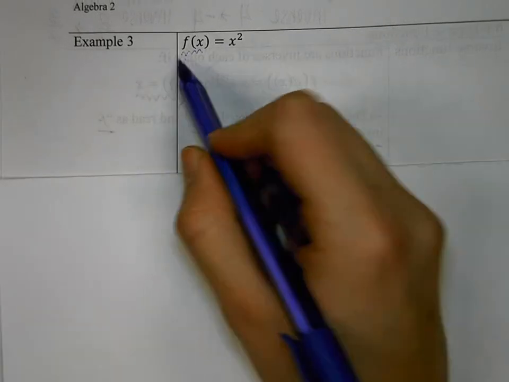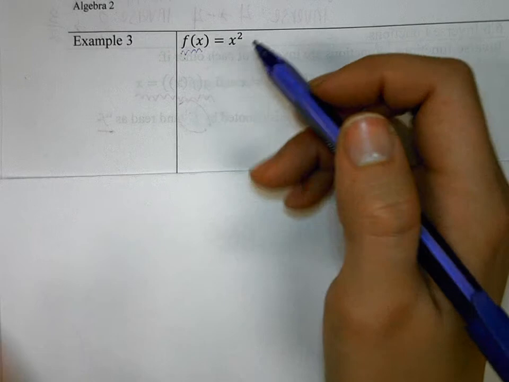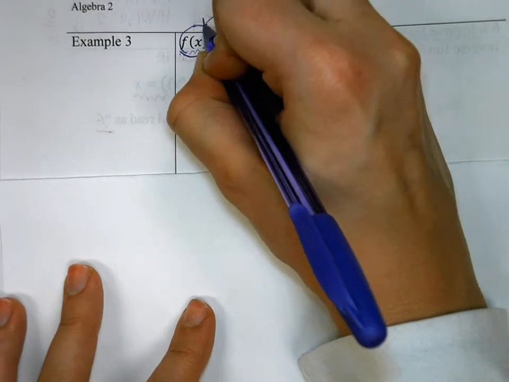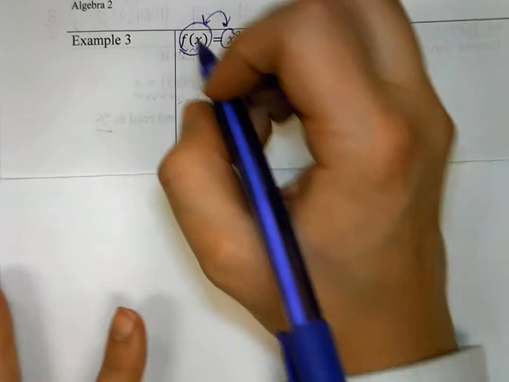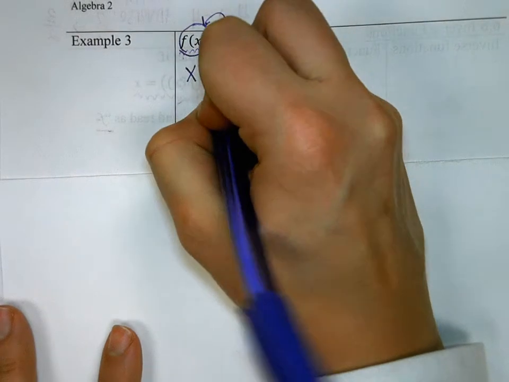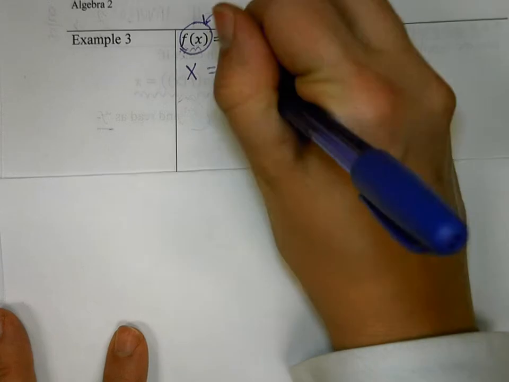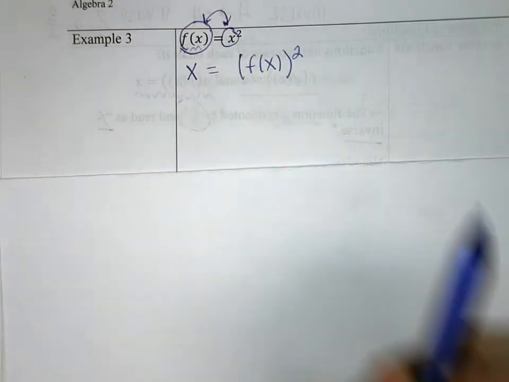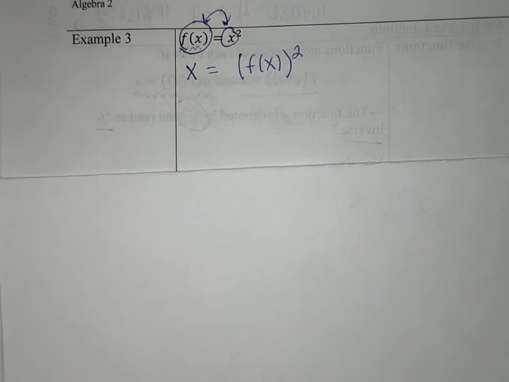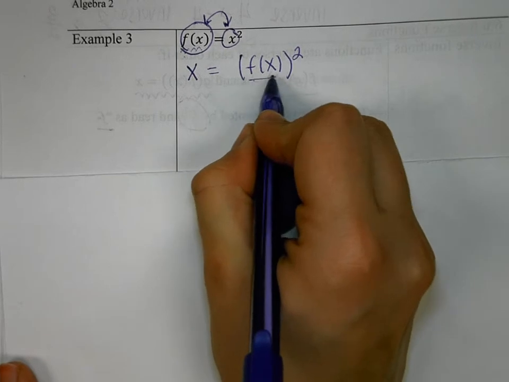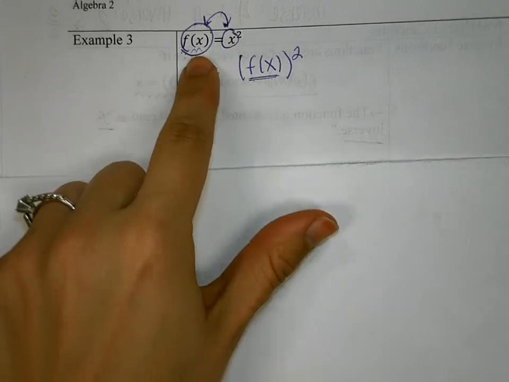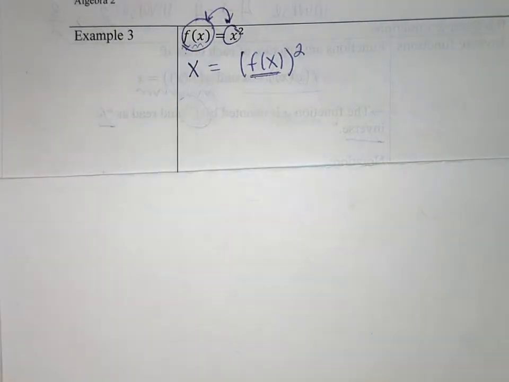So what we're going to do is the same type of idea. We're going to take f of x and just flip-flop them. So this is going to be x equals. I suggest that you put f of x in parentheses just so that you keep it all together, and then square it. So this is acting in the same way as y. Just because our original function is given as f of x, that's how we want to write our inverse.